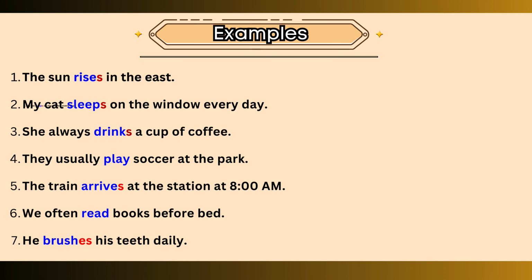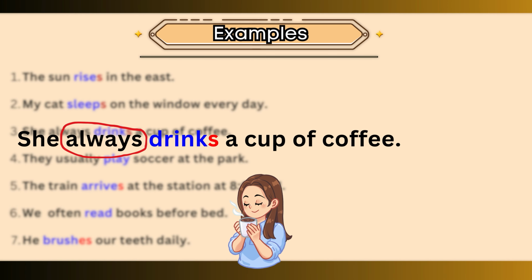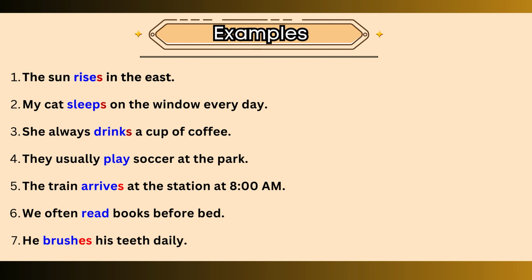Number 3, she always drinks a cup of coffee. We use the present simple tense. Why? Because we have always, which means again, it's a repeated action. And because the subject is she, we added s to the verb. I will go fast now. Number 4, we have usually, which means the tense is present simple, and because the subject is they, we won't add anything to the verb.